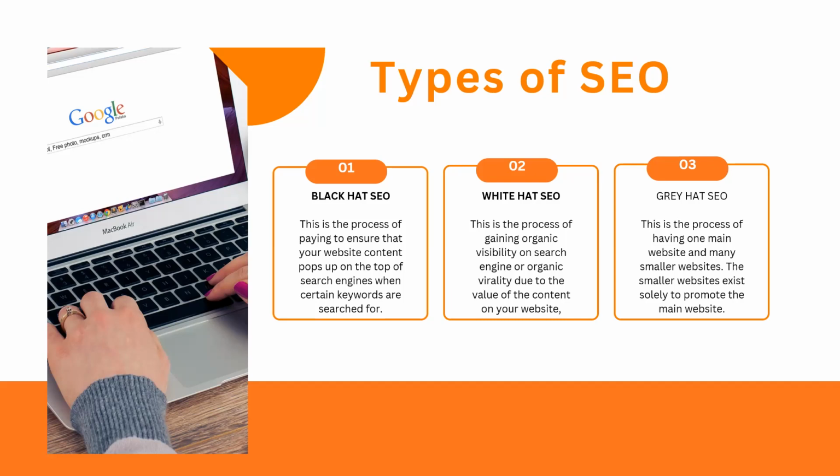So basically, there are 3 types of SEO. We have the black hat SEO, we have the white hat SEO, and we have the gray hat SEO. So let me explain what these things are. The black hat SEO is the process of paying to ensure that your website content pops up at the top of search engines when certain keywords are searched for.